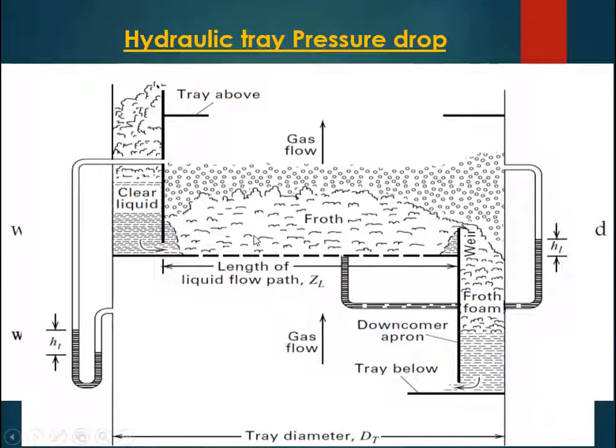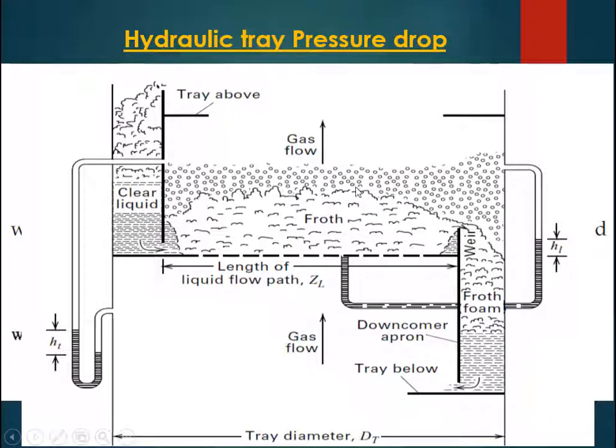If I want to determine the pressure drop of vapor when it passes through a tray, and I put one tapping here and another tapping here of a U-tube, then I will get a difference of pressure in these two points, I mean below the tray and above the tray. That will be equal to the total pressure drop HT in terms of clear liquid, because inside the U-tube there is a clear liquid.